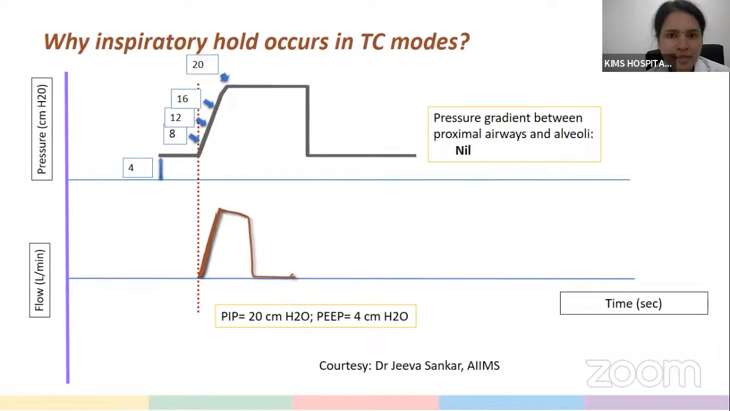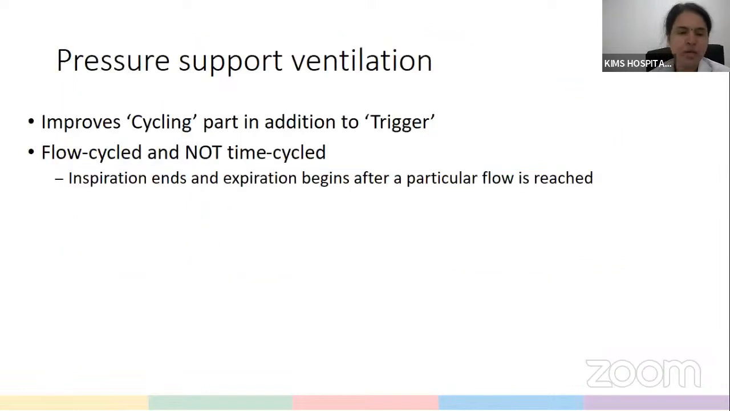This is what may result in expiratory asynchrony. So we are trying to do away with this inspiratory hold by doing flow cycle mode of ventilation. So we use flow for cycling from inspiration to expiration rather than time in PSV, or pressure support ventilation. So this works on the principle that the cycling variable is flow and not time.